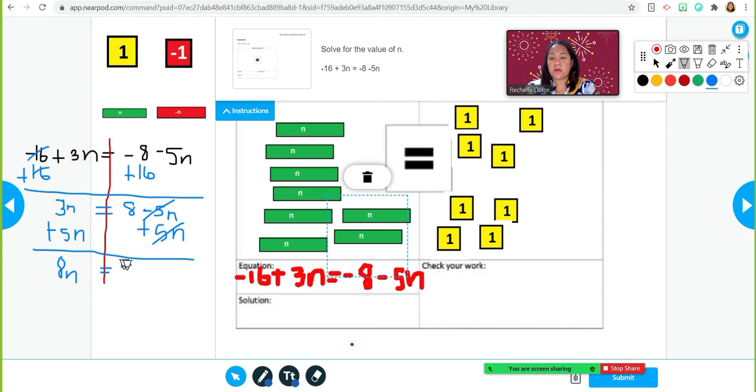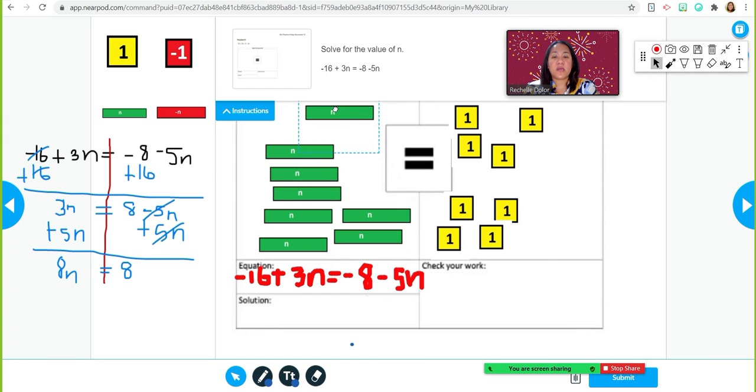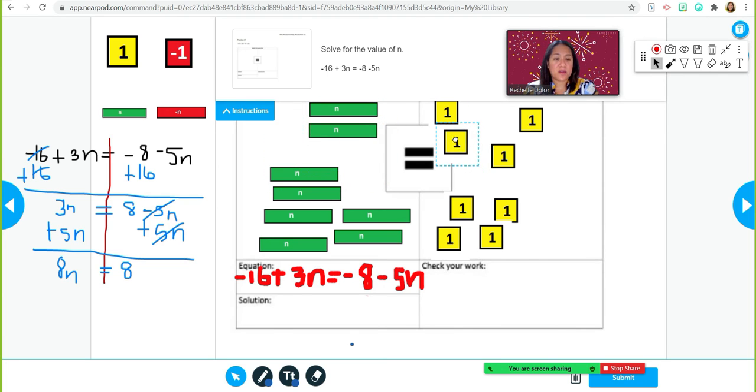Right. So the question is, if you distribute the n here, how many constants will each get? One n is equivalent to 1. So after that, you divide both sides by 8, right? So the answer here is n equals 1.